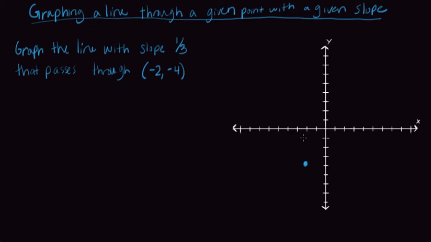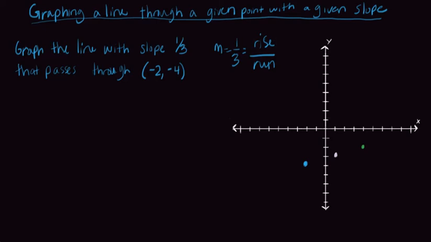Now we can use the slope, which is equal to rise over run. So remember that slope, which we call m, is equal to rise, which is how much we go up, over run, which is how much we go over. So in this case, we are going to go up 1 and over 3. So from here, I will go up 1 and over 1, 2, 3. And then again, I'll go up 1 and over 1, 2, 3.